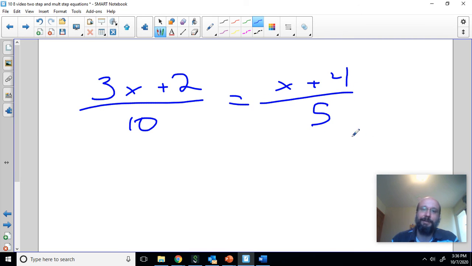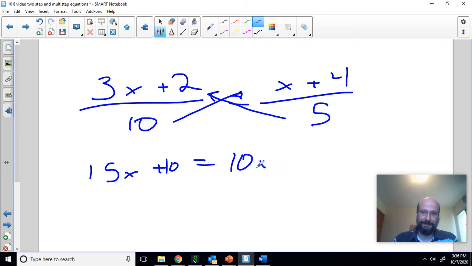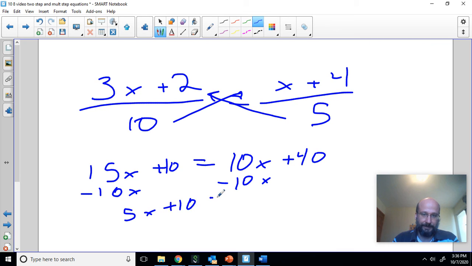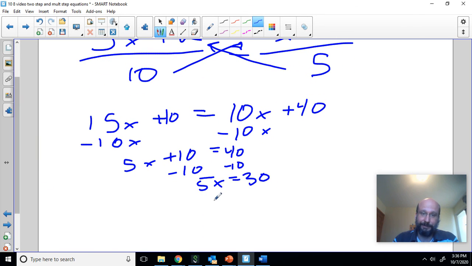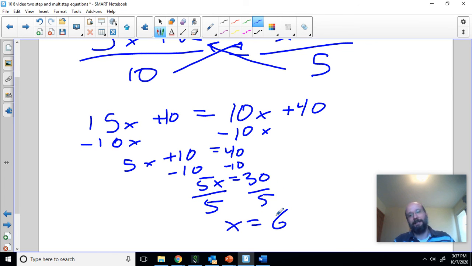This will give me a crazy number. So again, we're going to cross multiply. The 10 goes up here and the 5 goes up here. So the 5 times 3x plus 2 would be 15x plus 10. And then the 10 times x plus 4 would be 10x plus 40. I'm going to move this over. I have 5x plus 10 equals 40. I'm going to subtract 10. 5x equals 30. Then I'm going to divide by 5. X equals 6. All right, so that's all I was going to do today.